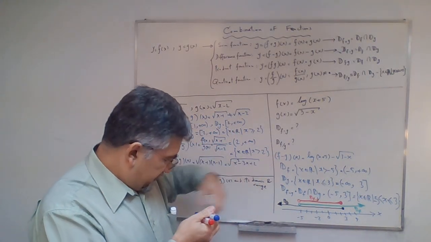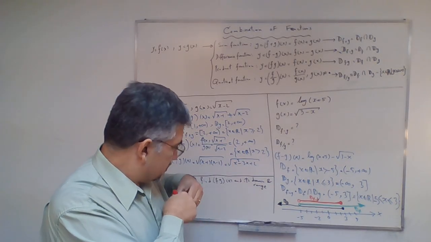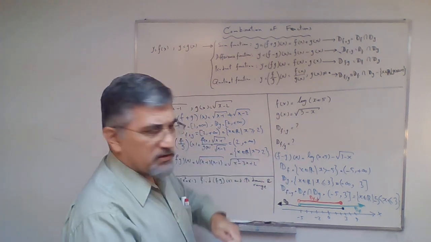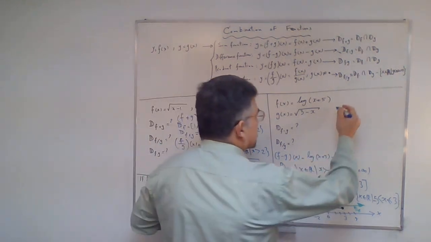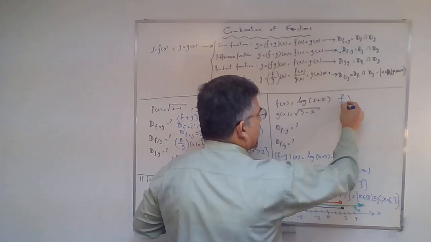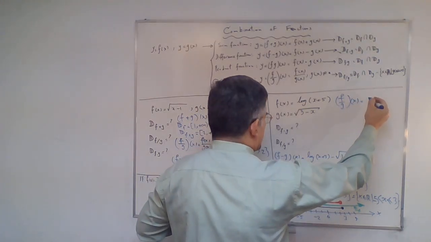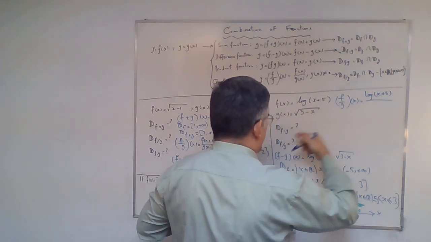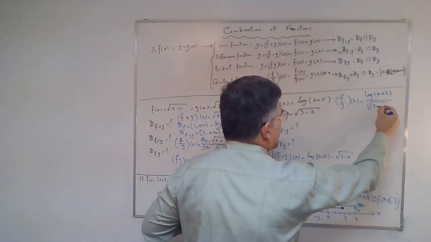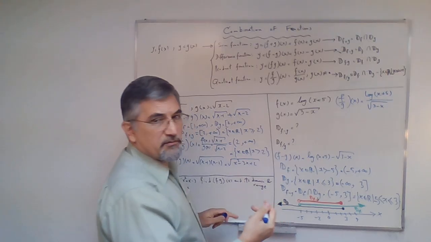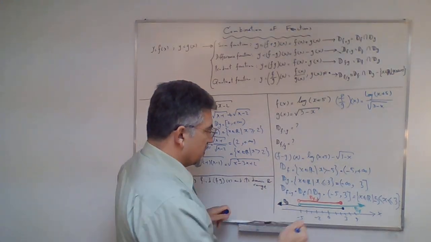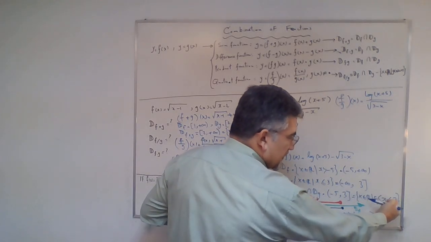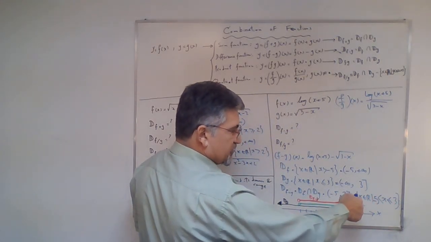They're asking for the domain of f over g as well, so I'm going to try to quickly find that. We already have the intersection. We just have to deduct the roots of the denominator. So f over g of x is the quotient function. It's going to be log of x plus 5 over square root of 3 minus x. And we know that the root of the denominator is specifically 3 only. So whatever the domain was, it was here, -5 up to 3, including 3, excluding -5.